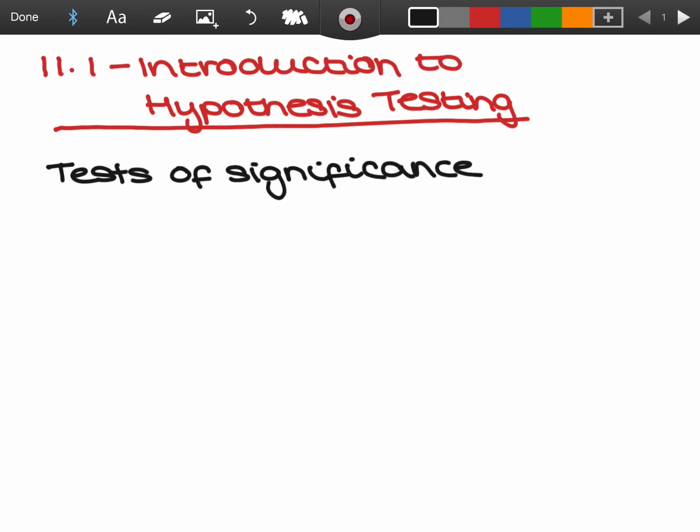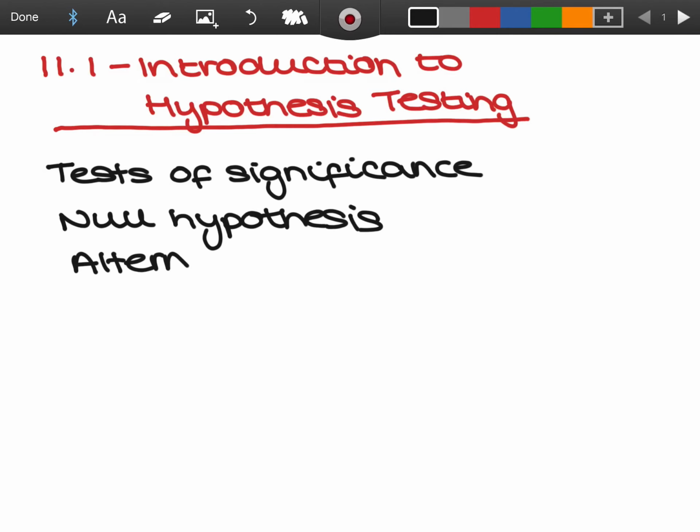So in a test of significance, we are always trying to test something called a null hypothesis. There will be two different types of hypothesis: a null hypothesis and an alternative hypothesis. And the purpose of one of these significance tests is to test whether the null hypothesis is true. And if it is not, then we're going to reject it in favour of that alternative hypothesis.